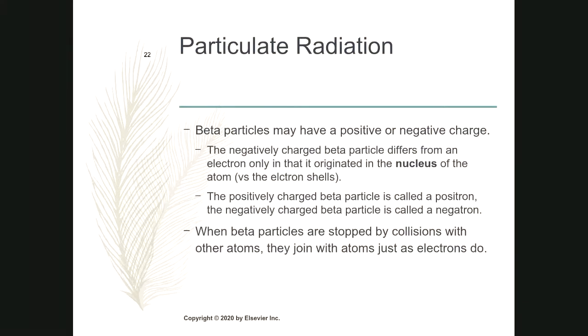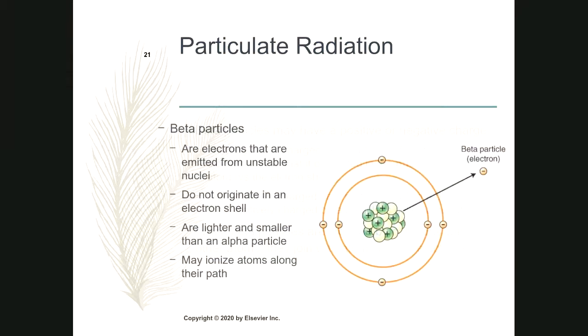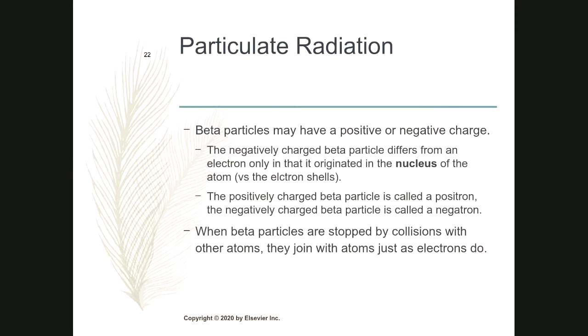When we look at particulate radiation, specifically the beta particles can have a positive or a negative charge. So remember, the beta particle is the electron coming from the nucleus. So right here, this one has a negative charge, and a negatively charged beta particle coming from the nucleus is called a negatron. I have it in here a little bit further, but the negatively charged beta particle is different from an electron because it didn't originate on the orbital shell. It originated in the nucleus of the atom.